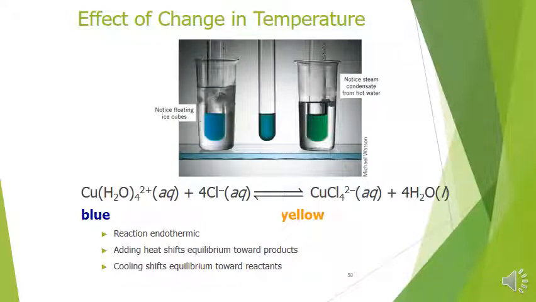Now let's look at temperature and how that may affect equilibrium. Let's go back to our equation of blue going to yellow and yellow back to blue. This reaction is endothermic, and we could measure that. So heat goes over here.